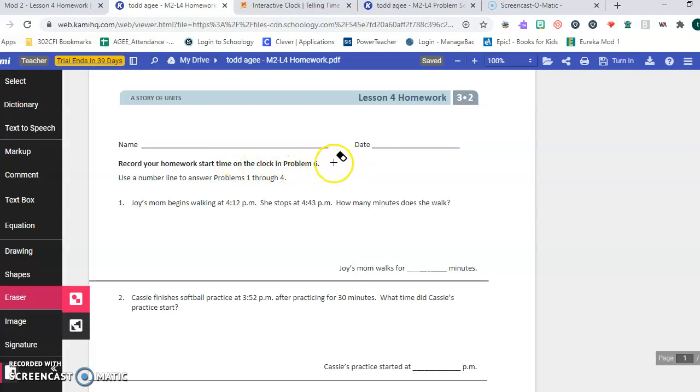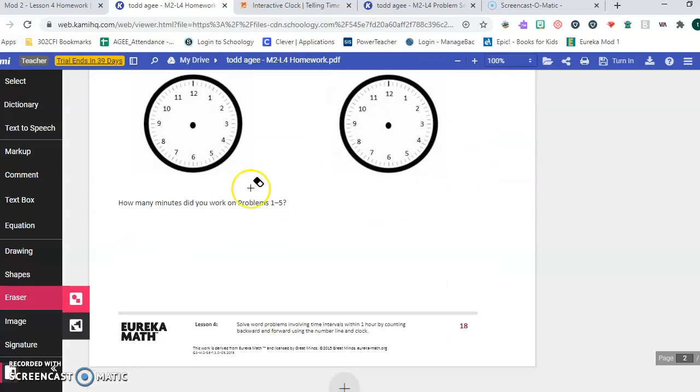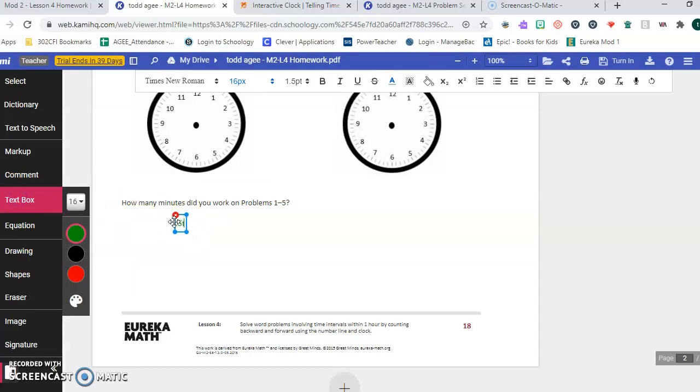Okay, so that means right now, not this second, but when you start your lesson 4 homework, you're going to go down to problem 6 here, and you're going to record your start time. It's going to look like this. You're going to go ahead and put it right in here. Start time. And then for example, if I was starting this right now, I would mark 7:18 because that's what time it is in this moment.